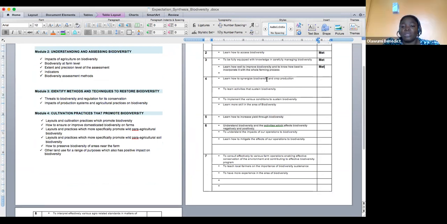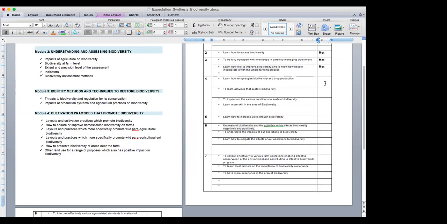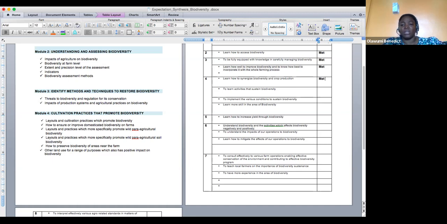To learn how to synergize biodiversity and crop production. Was this expectation met or unmet? This person was actually talking about the synergy in biodiversity and crop production, how to mix the two together with no adverse effect. Was this expectation met or unmet? Expectation met. Mr. Chinedu, I have not heard your voice.